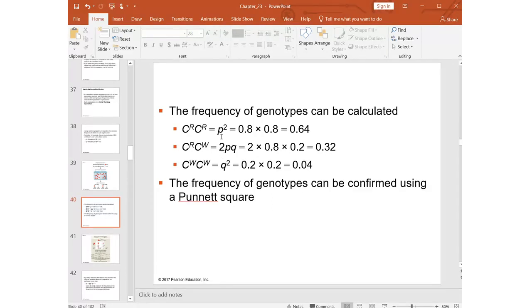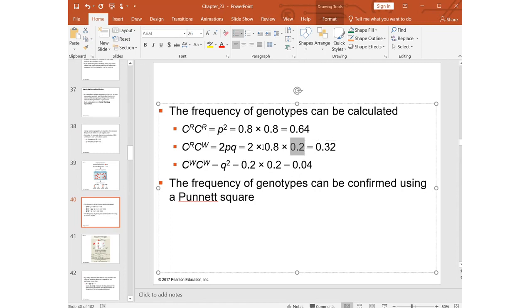That's basically a quadratic equation. And so p squared, well, p is 0.8, so p squared is 0.8 times 0.8, which is 0.64. And 2pq: p is 0.8, q is 0.2, right? So we have 0.8 times 0.2, but then it's 2pq, so we have to multiply that by 2. If you get out your calculator and multiply that out, 2 times 0.8 times 0.2, you're going to get 0.32, unless your calculator is broken.